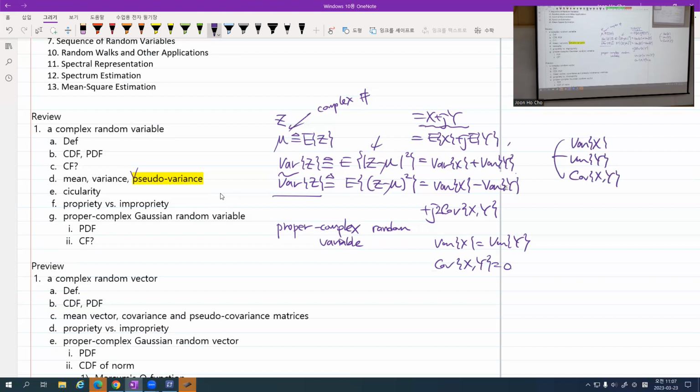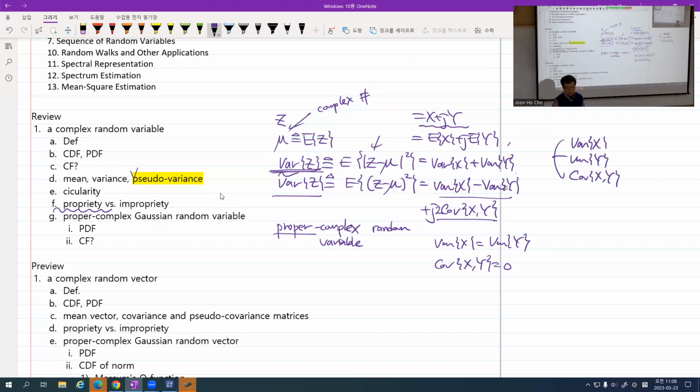So this definition is very useful because variance contains all the information. See that? Proper means this is 0 and they are the same, right? So given variance, by dividing it by 2, you can get the variance of the real part and the variance of the imaginary part. And the cross correlation coefficient is 0.